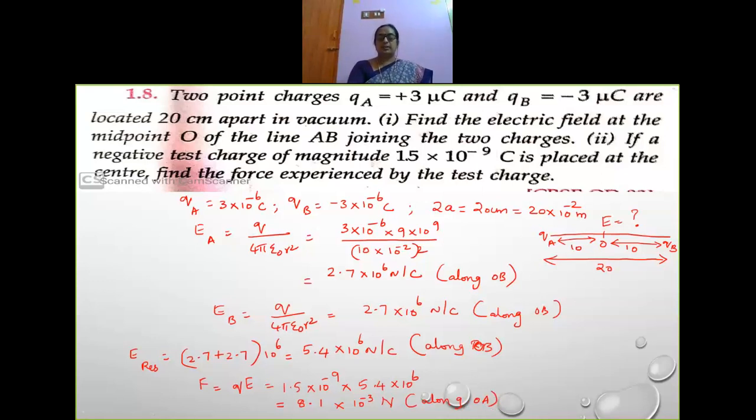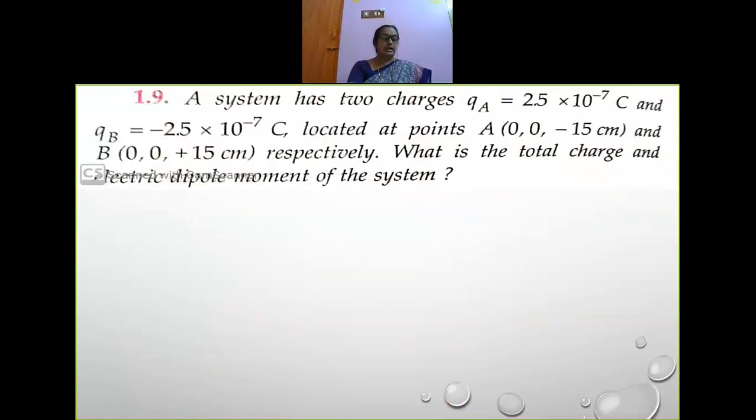Yes? So take down this, work out. The last formula, the last sum. A system of two charges QA equal to 2.5 into 10 power minus 7 coulomb and QB equal to minus 2.5 into 10 power minus 7 coulomb located at points A (0, 0, minus 15 centimeter) and B (0, 0, plus 15 centimeter) respectively. What is the total charge and electric dipole moment of the system? Let me draw the diagram. Now they have given the points A (0, 0, minus 15) and B (0, 0, plus 15).